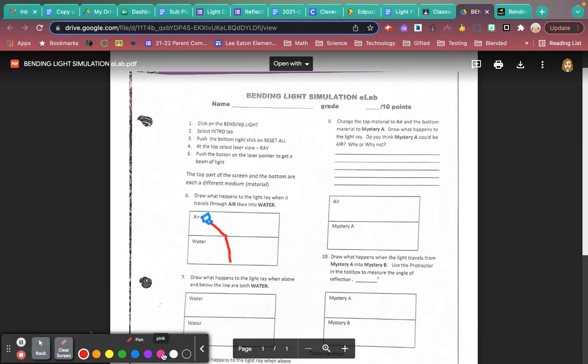Now, if you would like to draw your reflection, because there's also a reflection, I'm going to do it in a different color because I want to show that it's the reflection line. You may also draw your reflection line. But I am looking for you to draw what happened to the light ray when it went from air to water. So we just did number 6 together. If you wanted to pause the video and go ahead and draw number 6, you may do so.